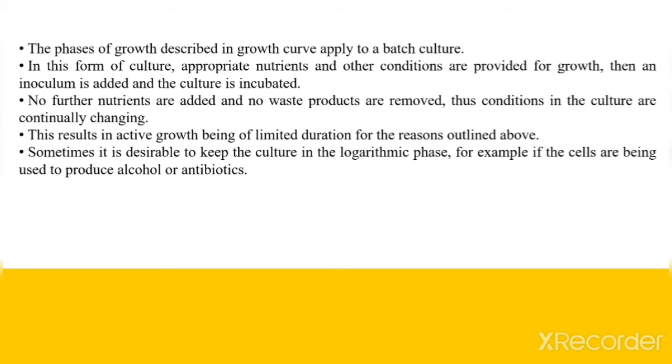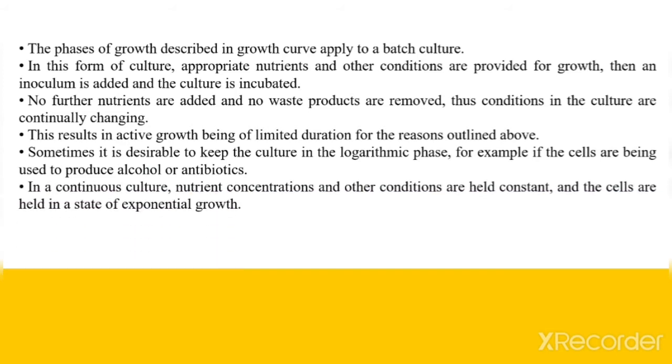As I told you, the batch culture is the culture where no nutrients and no culture are added further, and no waste products are removed during the production. That's why there is a production of secondary metabolites.